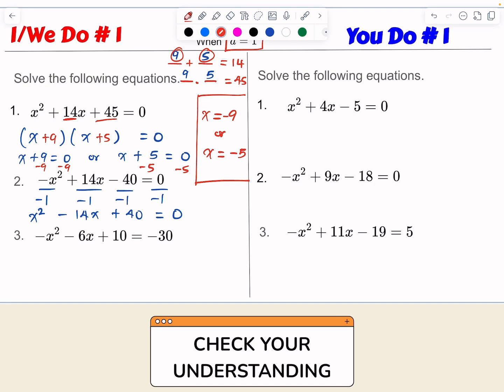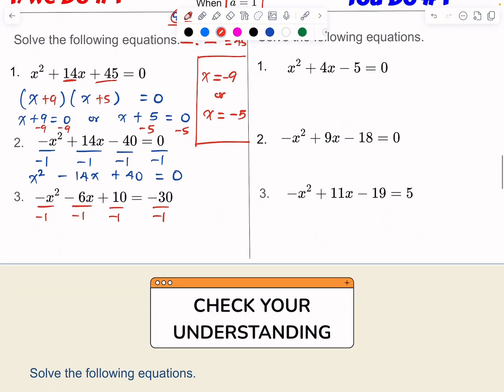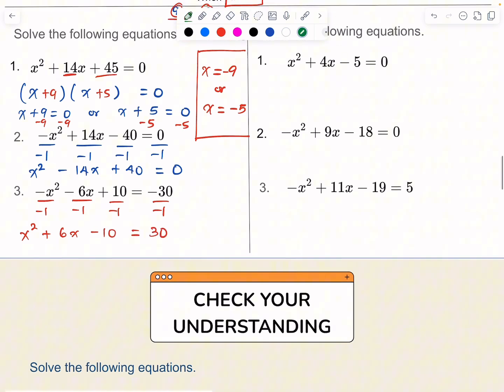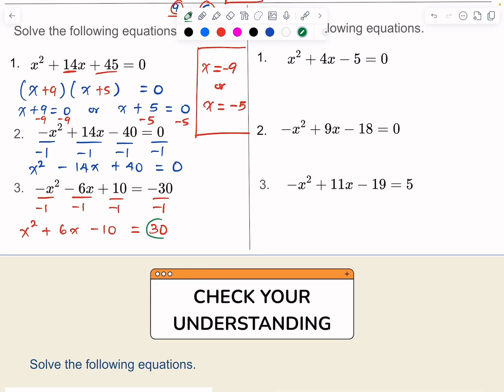For question 3, what do you notice? The first thing I want to do is that I notice that I don't have a positive one right here. I have a negative one. So what I want to do is I want to divide everything by negative 1. And then if I divide everything by negative 1, what do I have? So I have x squared plus 6x minus 10 is 30.